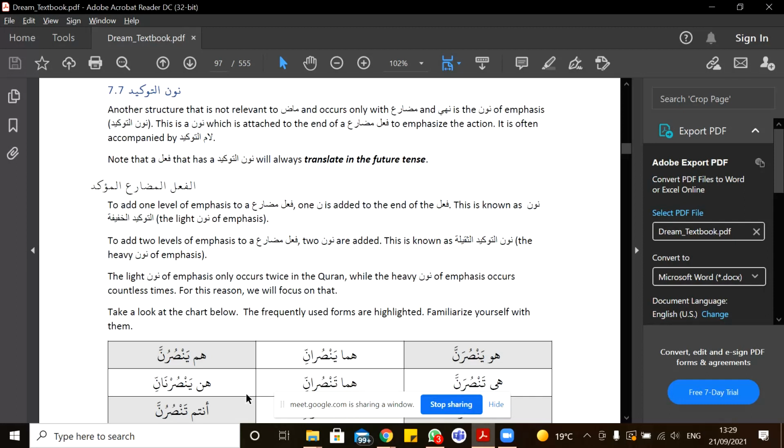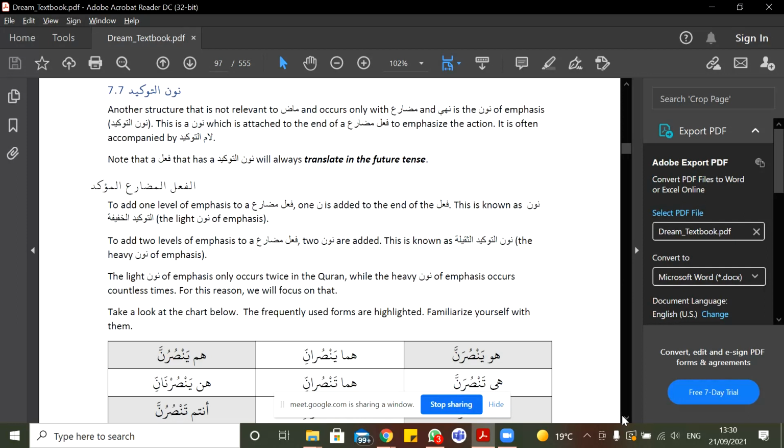Okay, are you done noting down? Yeah. Okay, please, Sister Parveen, carry on. To add two levels of emphasis to a fi'l mudari, two noons are added. This is known as noon tawqid al-thaqila, the heavy noon of emphasis. The light noon of emphasis only occurs twice in the Quran, while the heavy noon of emphasis occurs countless times. For this reason, we will focus on that.